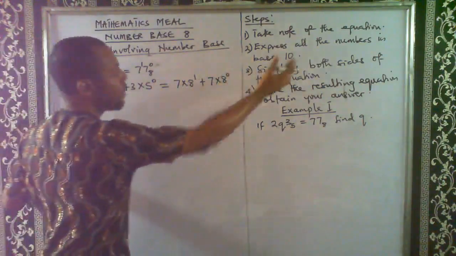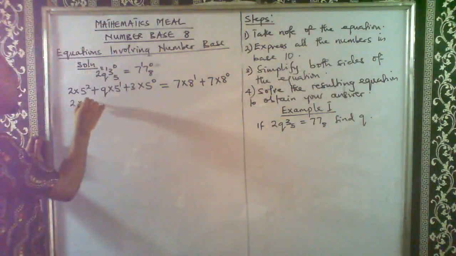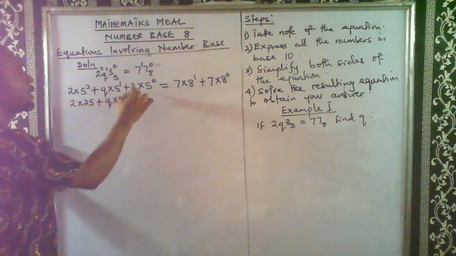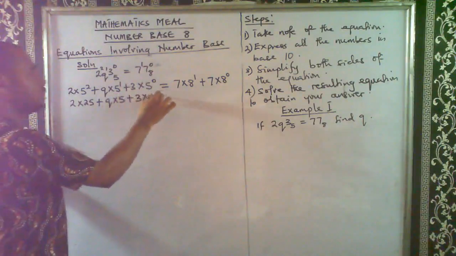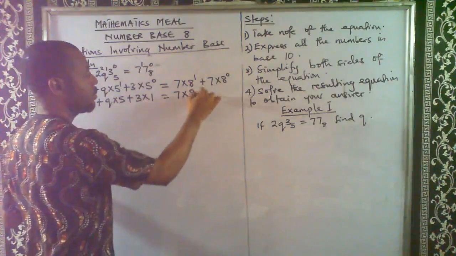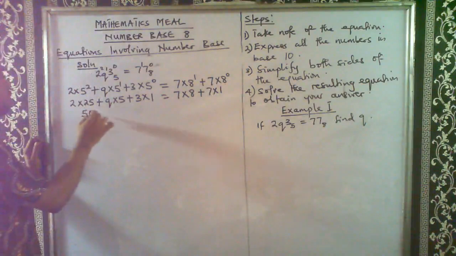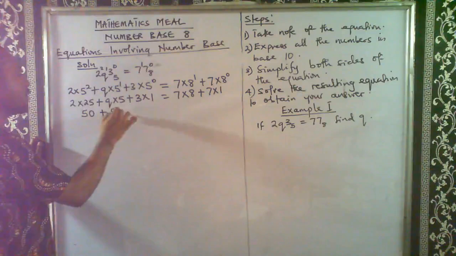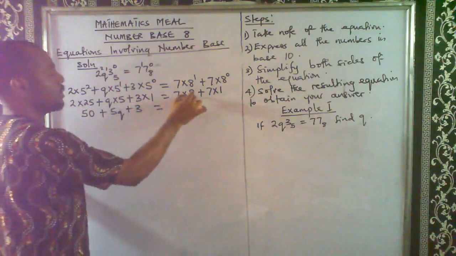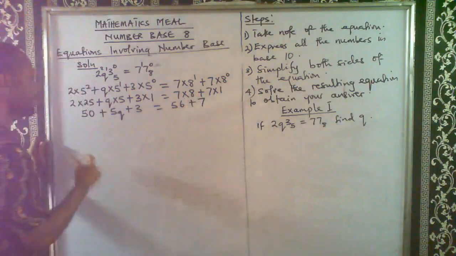The next step says simplify both sides. So let's start the simplification. 5 raised to power 2 is 25, plus q times 5 raised to power 1 is 5, plus 5 raised to power 0 is 1. 7 times 8 raised to power 1 is 8, plus 7 times 8 raised to power 0 is 1. 2 times 5 will give me 50. 5 times q will give us 5q. 3 times 1 is 3. 7 times 8 is 56. And 7 times 1 is 7.